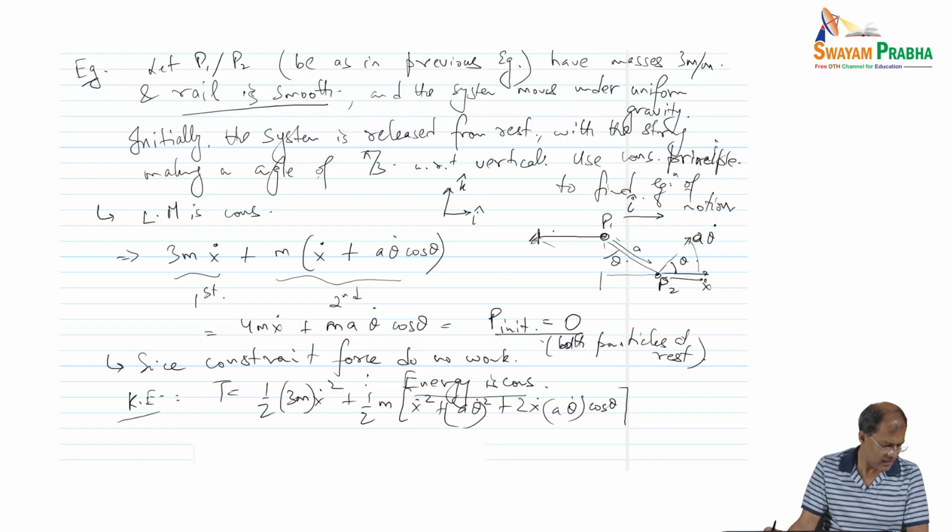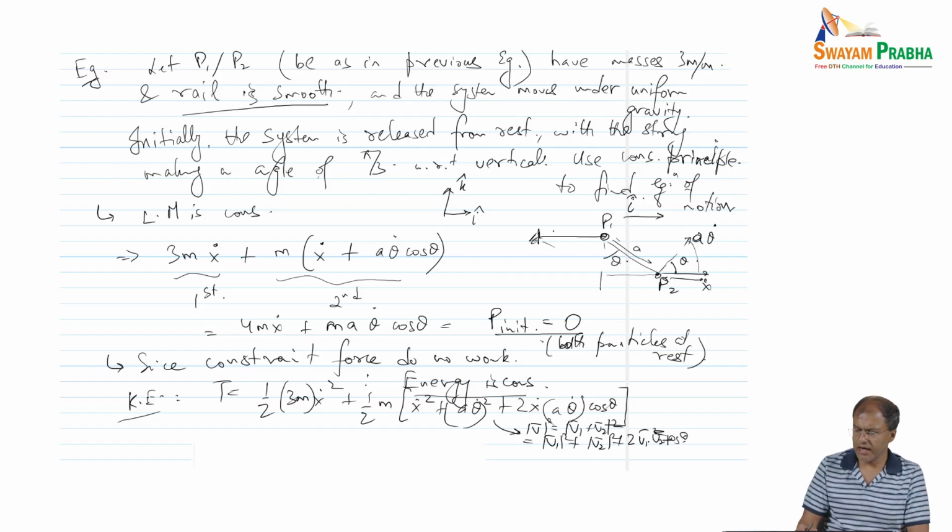And we see that what have we done? We have used the triangle law, that v being the total velocity, v square is mod of v1 plus v2 square, which is mod of v1 square plus mod of v2 square plus 2 times v1 dot v2 cos theta, theta being the angle between the two velocities.